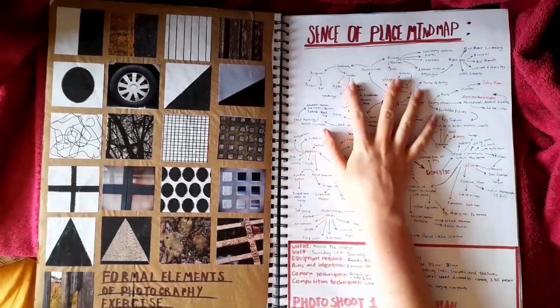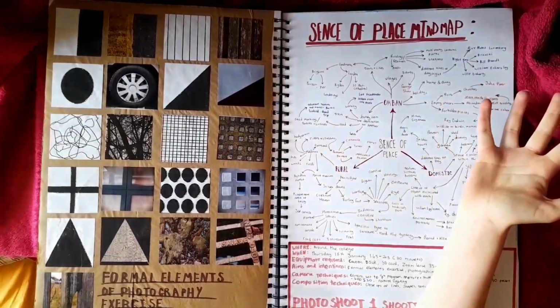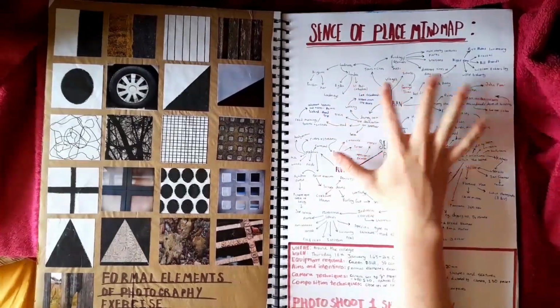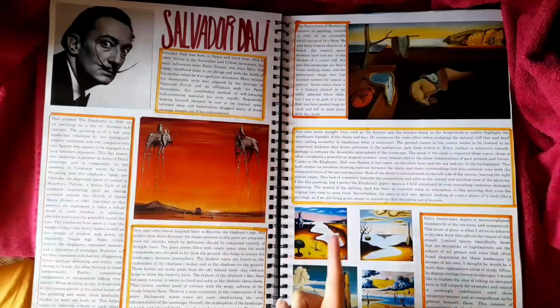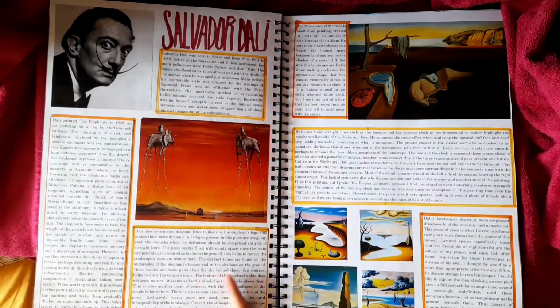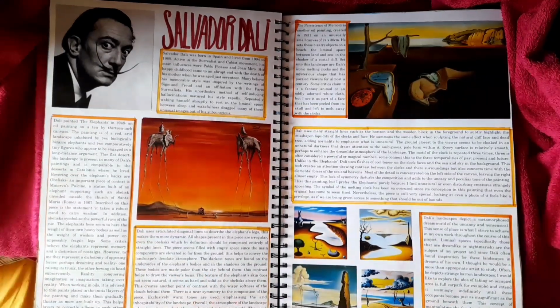This is a mind map. I just copied this off the board, so none of this was me. I didn't input anything into this. These are my 3 researches on painters. So this is Salvador Dali. He's a very famous one. You probably know all about him.